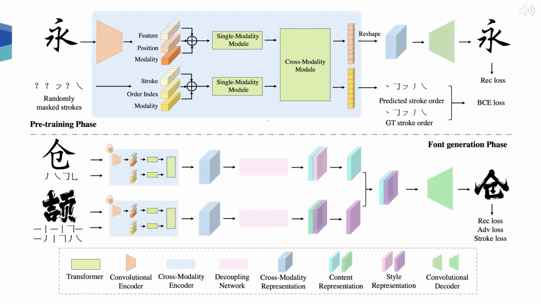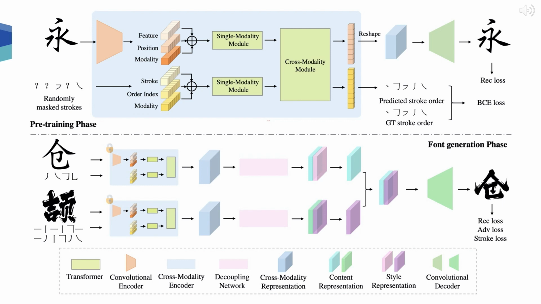The training of XMP-Font is divided into 2 stages. First, the pre-training stage. Pre-train a BERT-based cross-modal feature extraction model and use the reconstruction loss and stroke prediction loss to ensure that the font features can be extracted without losing information, and to fully understand the relationship between strokes.